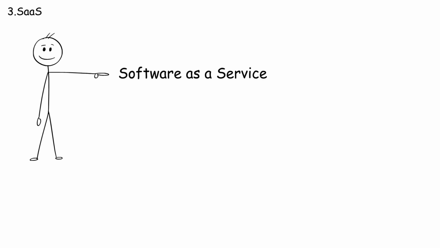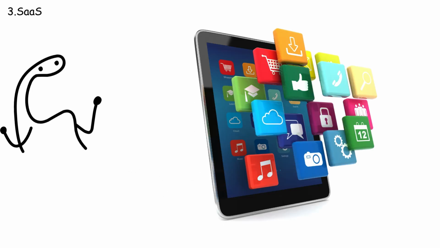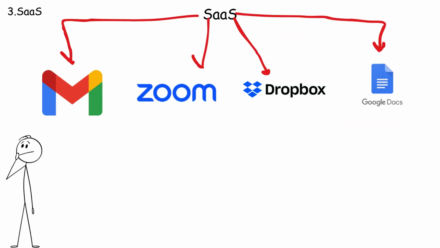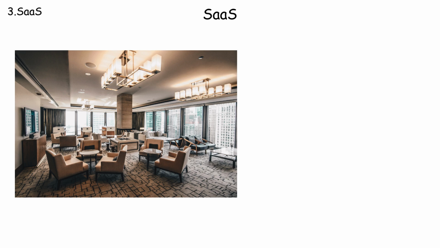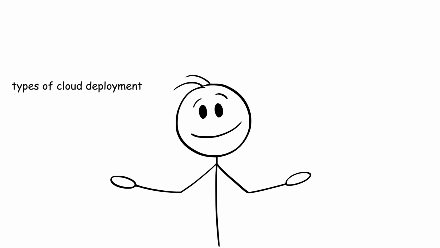SaaS, Software as a Service. This is the most familiar one. You don't manage anything, you just use the app. Think Gmail, Zoom, Dropbox, or Google Docs. The software lives entirely on the cloud. It's like staying at a hotel. Everything's managed for you. Now let's talk about types of cloud deployment.